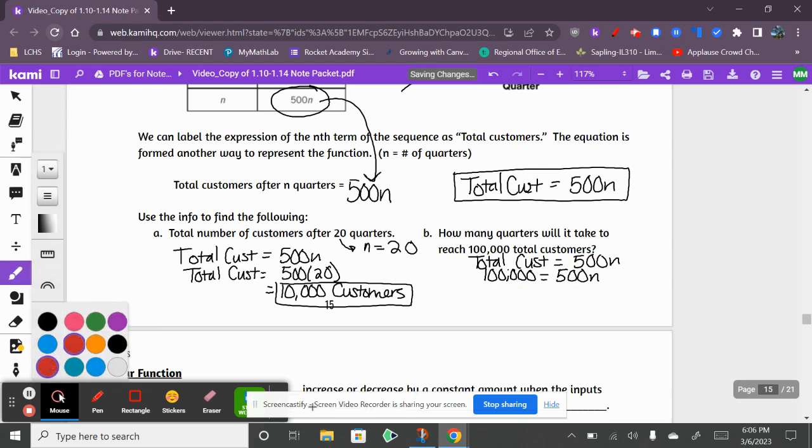And this time I'm going to be solving for n. So I'm just going to divide both sides by 500, and we end up with 200 for n. So this is going to be after 200 quarters.